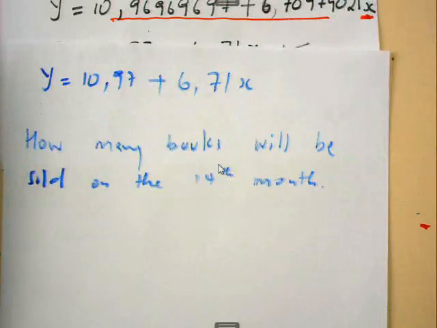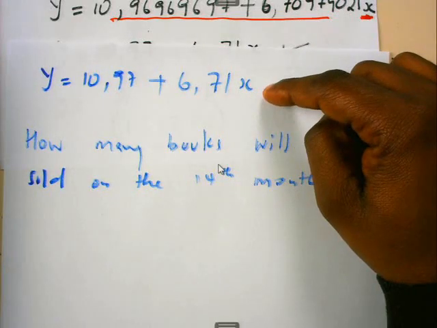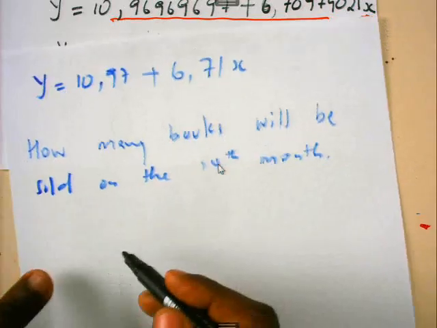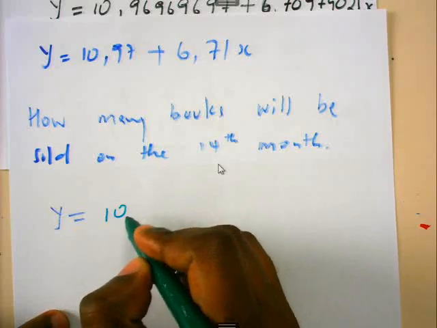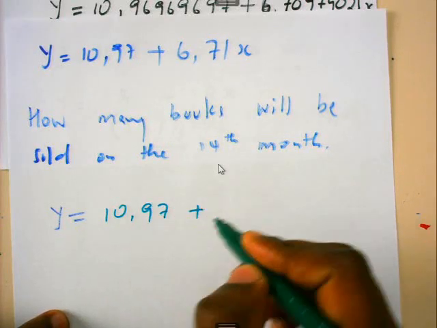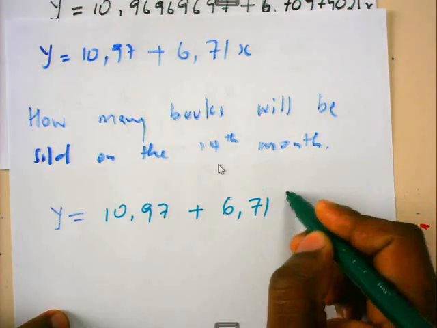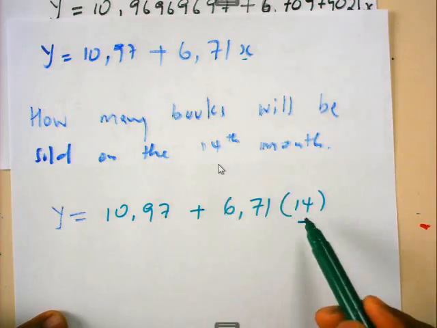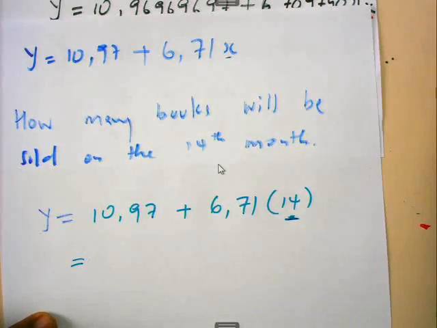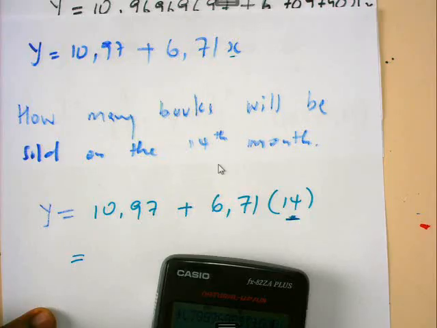But we can use the line now. Here is the equation of the line. We can use the equation of the line to predict about the 14th month. So it means we'll have y is equal to 10.97 plus 6.71x. We are looking for the 14th month. You see now, for x we are substituting the 14th month. So we just go to the calculator here, you insert everything for the 14th month. And how much do you get?